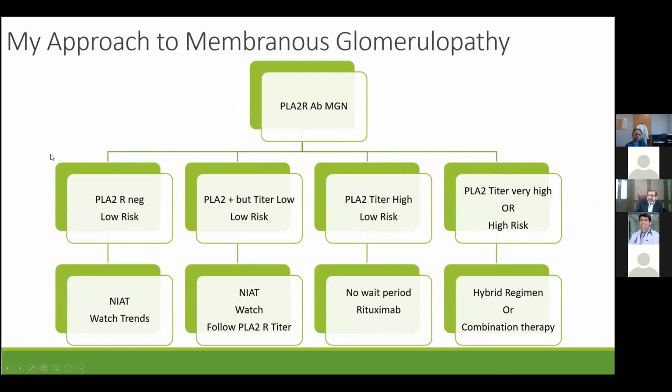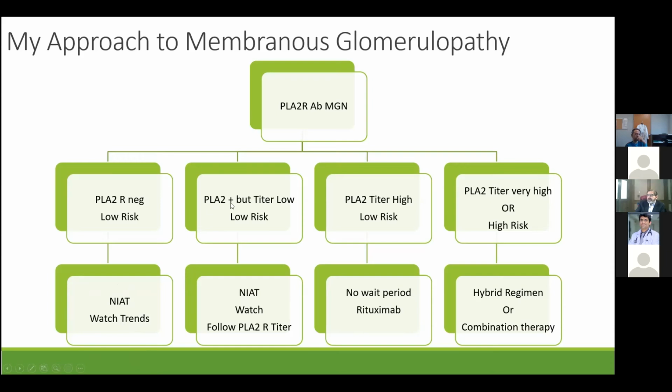So this is my approach to membranous nephropathy. Caveated, this is primary membranous nephropathy, usually PLA2R antibody, because that's where we have the most data. But we can extrapolate some of this to THSD7A. I have no experience treating NELL1 or SEMA3B as of yet. So if you're really, really low risk and your PLA2R is negative, and when I say risk, I mean eGFR is preserved, there's not a lot of chronic change on the biopsy, proteinuria is not terribly high, you would want to just put them on an ACE inhibitor or an ARB and watch their trends.